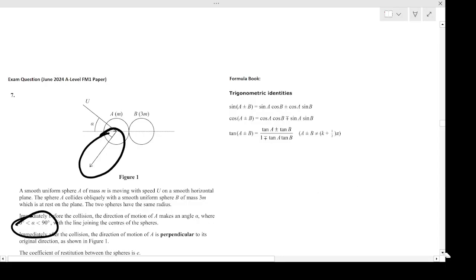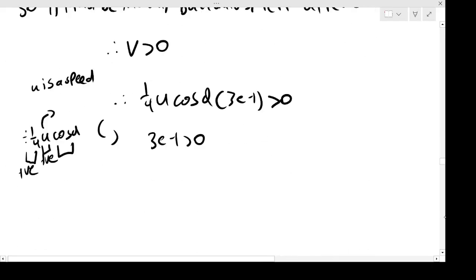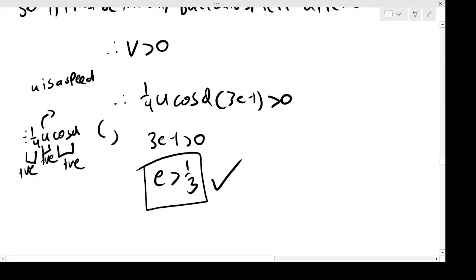So we can confirm to ourselves that indeed this whole expression, a quarter u cos alpha, is positive. Okay, so we can keep the inequality sign where it is. We don't need to worry about flipping the inequality, because we're dividing by a positive quantity. Okay, but there we are. So we get to this point, and therefore e is greater than a third. And there we are. We got to what they wanted.